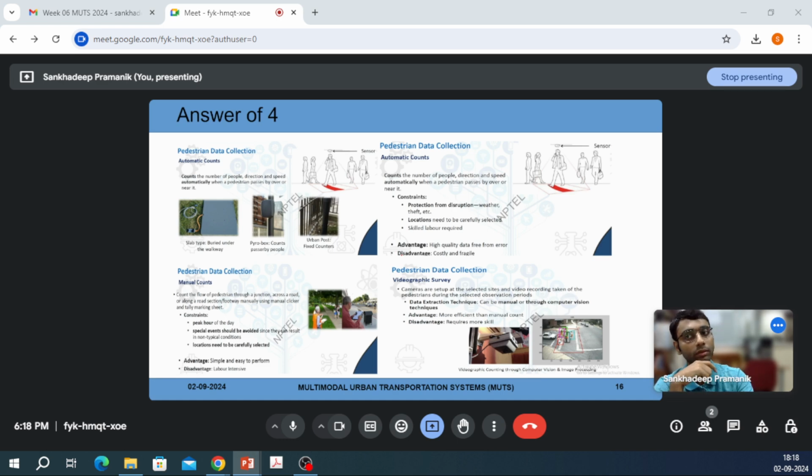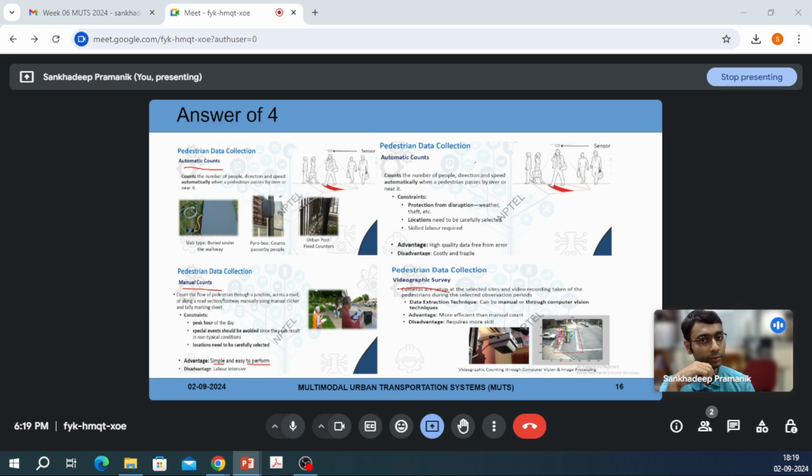So there are different types of data collection process. Previously, people generally followed the manual counts, but with improvement of the technology, people also use automatic counts or videographic and some image processing techniques. For manual count, it is simple and easy to perform, but the disadvantage is labor intensive. Someone has to stand there for the entire duration of the data collection process. But it is simple because the person has to only see and count the pedestrian.